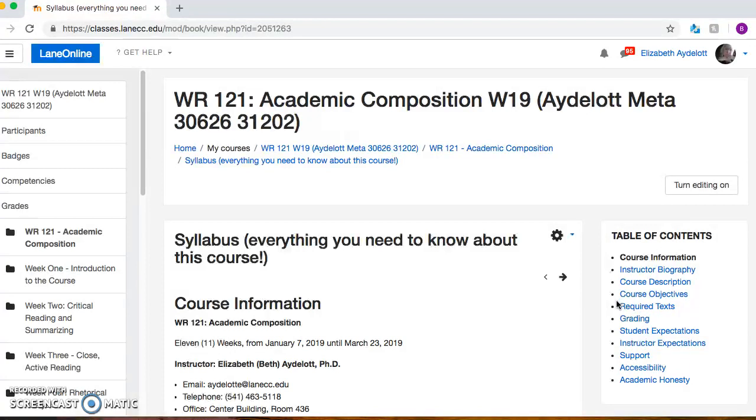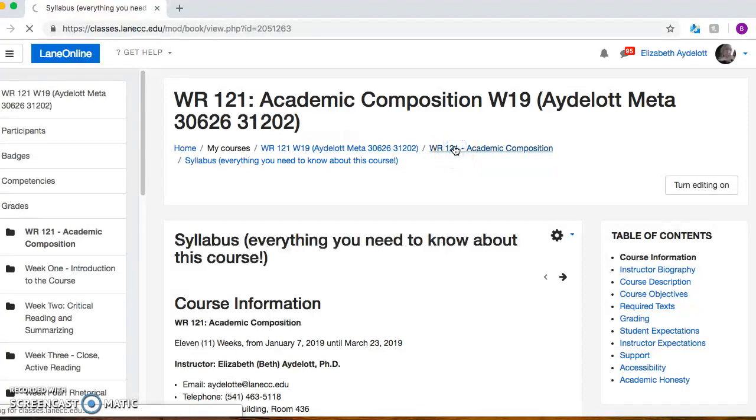The required text, you realize in this course there's nothing to buy. You're welcome. We will be using the New York Times, which is free online through the Lane Library, and I'll show you exactly how to get that later. Grading, you might want to look at what the points are, what the assignments are. I have the student expectations, what I will do for you, support again, accessibility, and of course academic honesty. One of the things we'll be learning in this course is how to avoid plagiarism.